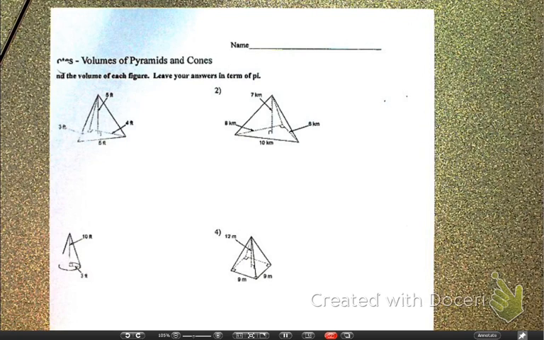You should have a purple sheet of paper. Yes.